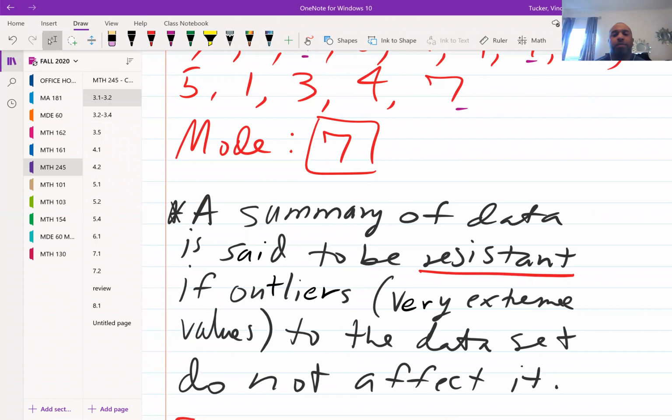All right, so one last statement. All of these were summaries of data. Whether it be your mode, mean, or median, they summarize your data set. So it says a summary of data is said to be resistant if outliers do not affect it. We talked about outliers last class; you should have come across the term in your definitions. They're just extreme values, very extreme values in comparison to your data set. So they're either very, very large values or very, very small values, once again, in comparison to the data set that you have. So if outliers do not affect your summary of data, they're considered to be resistant.